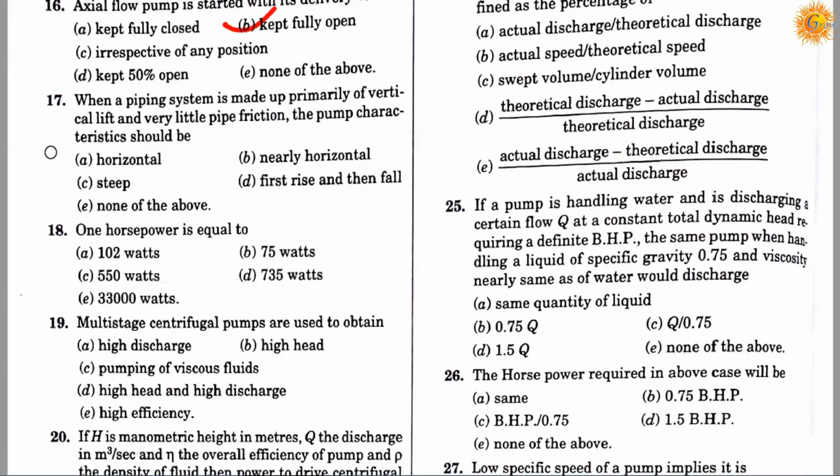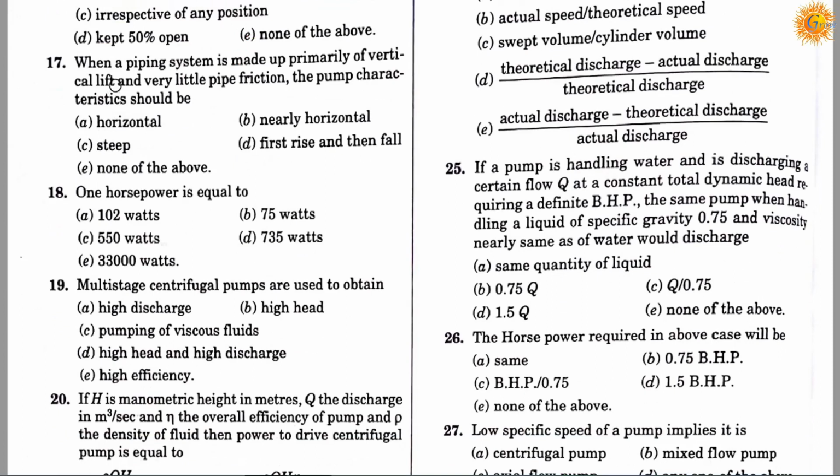Question number 17. When a piping system is made up primarily of vertical lift and very little pipe friction, the pump characteristic should be option A, horizontal, option B, nearly horizontal, option C, steep, option D, first rise and then fall, and option E, none of the above. The correct answer is C, it should be steep.